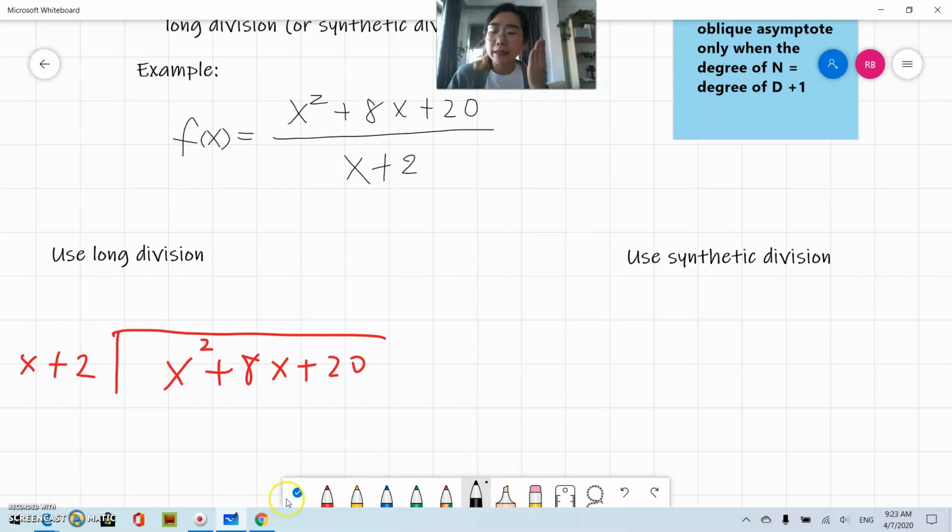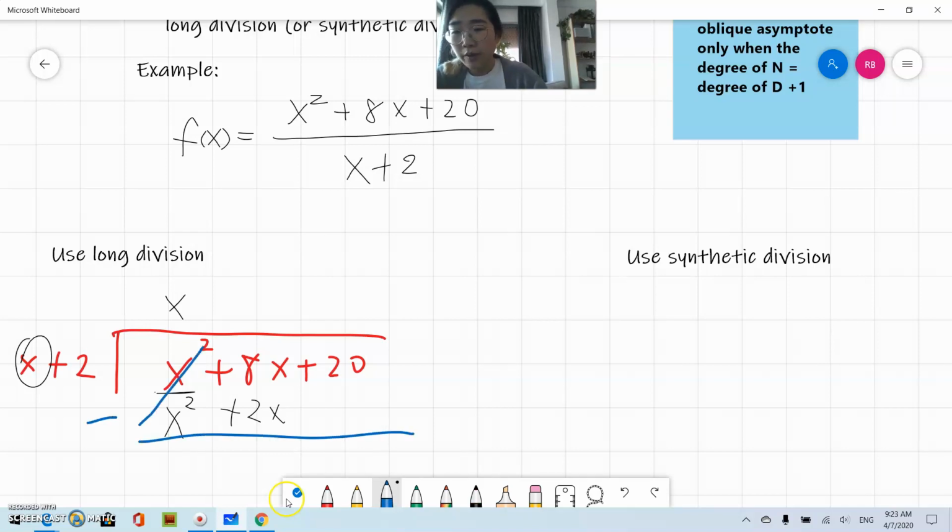And your goal is to think, okay, what can I multiply by x to make it x squared? Because that's the first term that you want to get rid of, and it's x. Once you found that x, you have to distribute that x to the divisor. So x times x is x squared, x times 2 is 2x. And then you always subtract. So this goes away because x squared minus x squared is 0, and that's my point. I want to get rid of the first term. And then 8x minus 2x is 6x. And then this one comes down, plus 20.